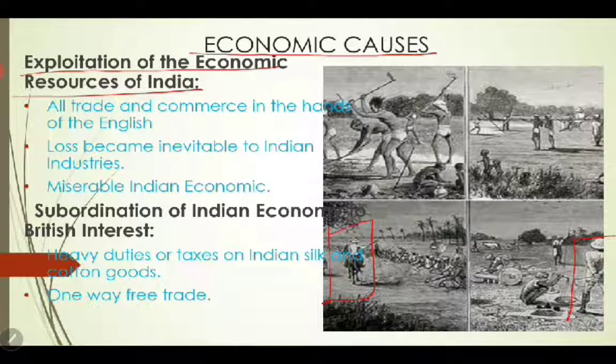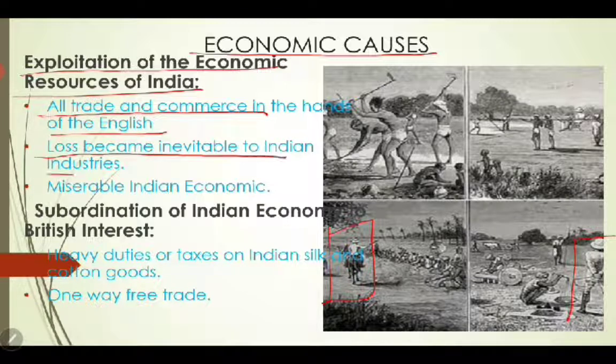The Britishers came to India with the intention of trade, but soon all trade and commerce went into the hands of the English. And whatever changes the Industrial Revolution brought were in favor of the Britishers and a loss for the Indian industries. And it was inevitable. They had to face it because many of the rulers were supporting Britishers, many of the merchants were supporting Britishers. So only a few merchants could not do this. So altogether, it led to the uprising of 1857. And soon, the Indian economy became very miserable.